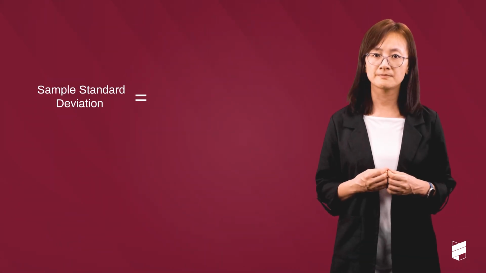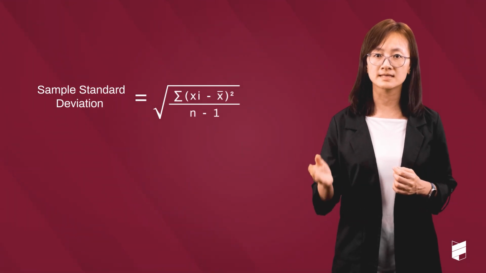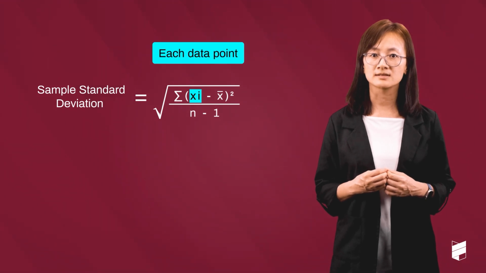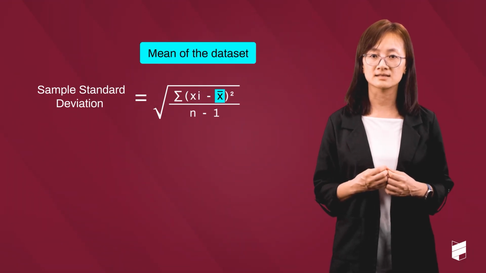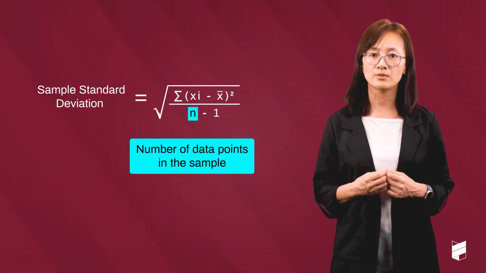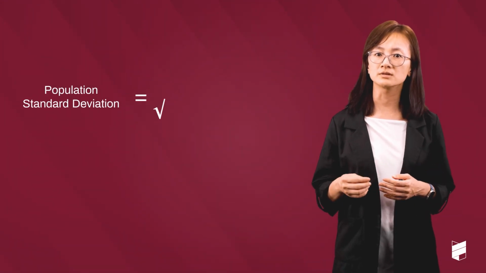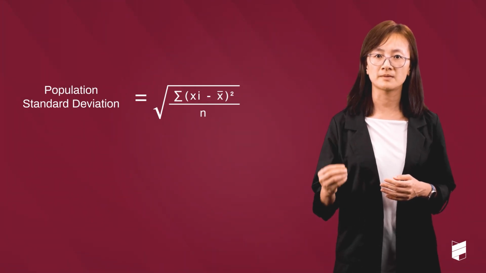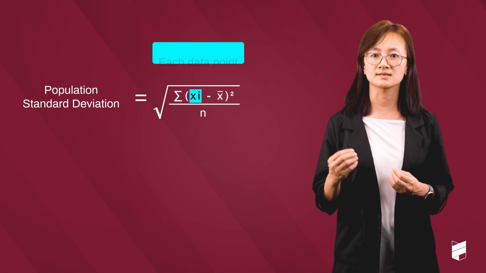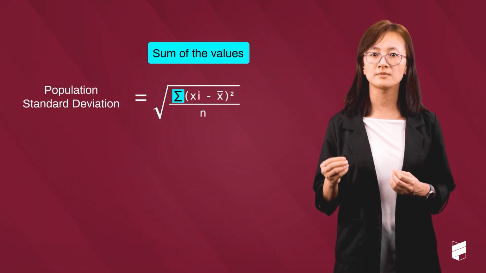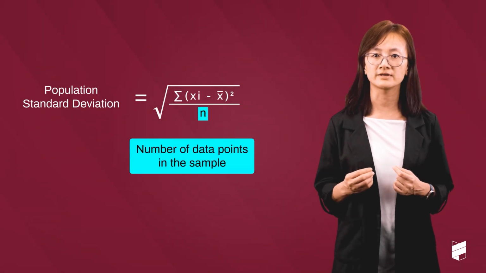The formula for the sample standard deviation, when dealing with a sample of a larger population, is as follows, where xi represents each data point, X bar is the mean of the data set, summation denotes the sum of the values, and n is the number of data points in the sample. Whereas the formula for population standard deviation, when dealing with the entire population, is similar but uses n instead of n-1 in the denominator, where xi represents each data point, X bar is the mean of the data set, summation denotes the sum of the values, and n is the number of data points in the sample.